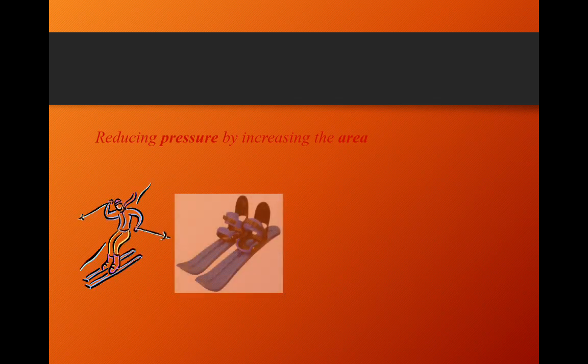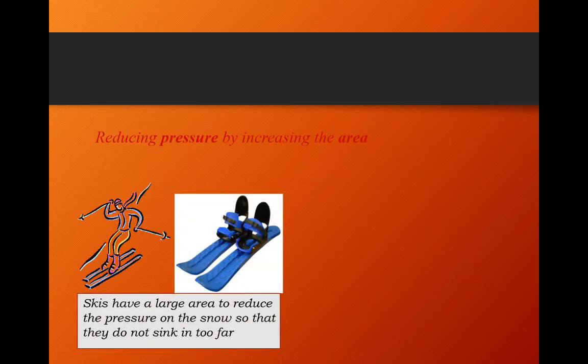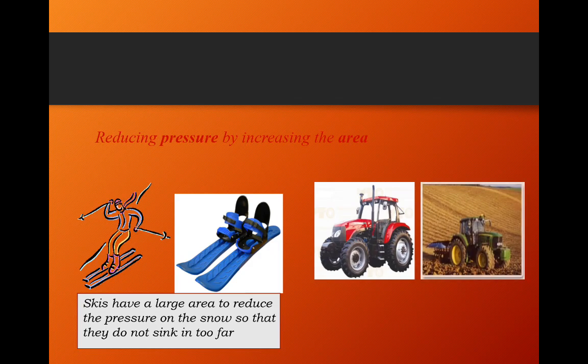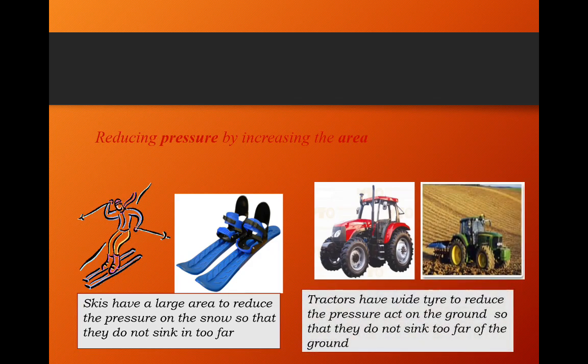Reducing pressure by increasing the area. Skis have a large area to reduce the pressure on the snow so that they do not sink in too far. Then we have the tractors. Tractors have wide tires to reduce the pressure act on the ground so that they do not sink too far off the ground.